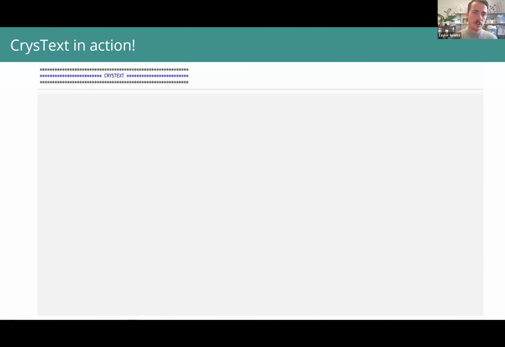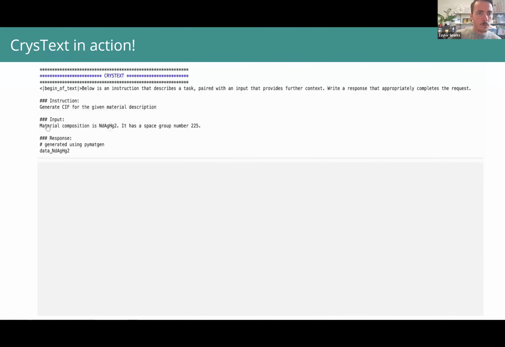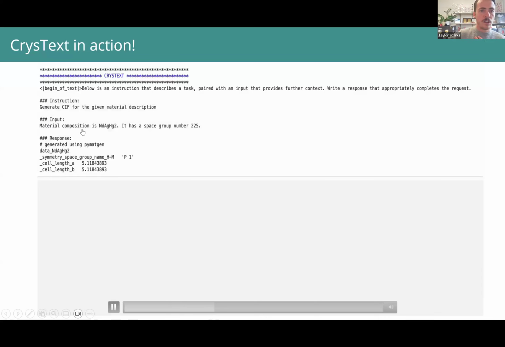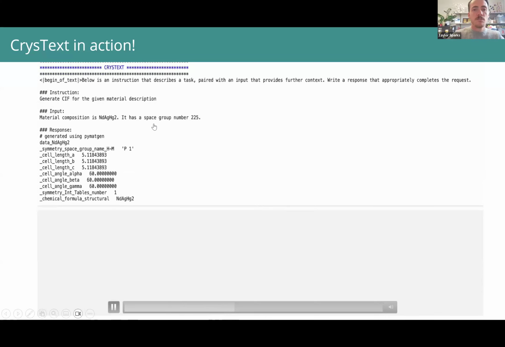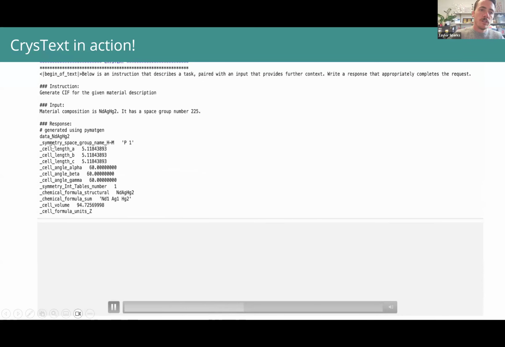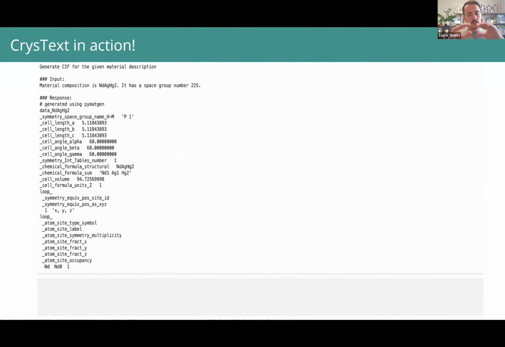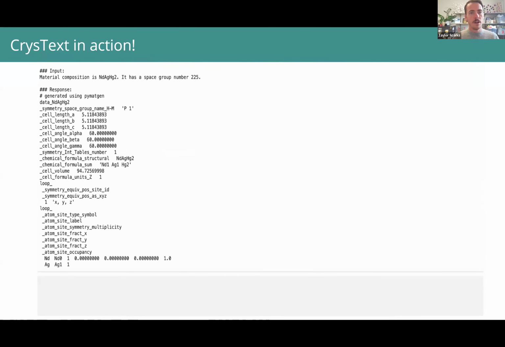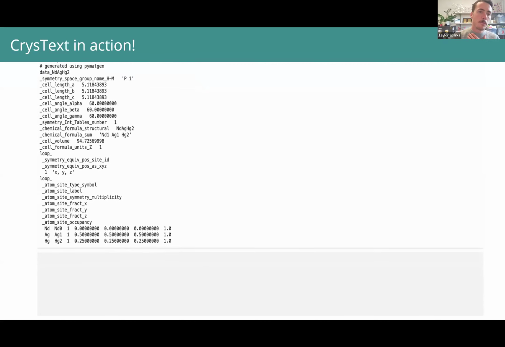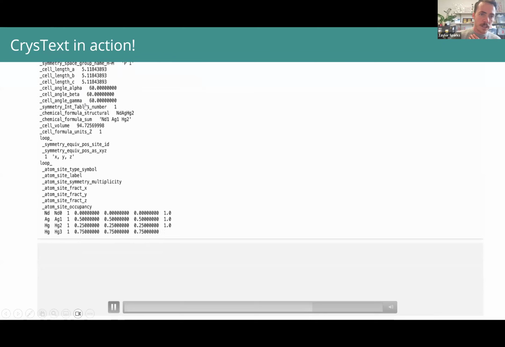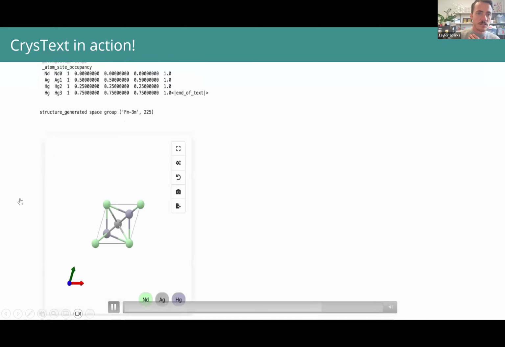So what you're going to see here is CRISP-TeXT. The input was, okay, I want a material composition that has neodymium, silver, mercury, whatever, and it has a space group of 225. First thing you'll notice is that the space group here is just P1. That's because Materials Project uses P1 for everything. And then later on, once you have the simplest structure in primitive form right here, in the lowest symmetry, you can identify the space group afterwards. But it's populating a, b, c, alpha, beta, gamma, the atomic sites. It's doing a great job.